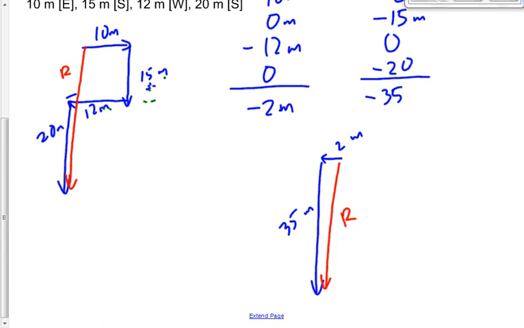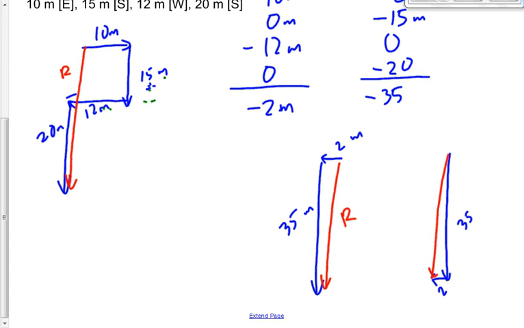Does that make sense? Anybody draw it like this? Anybody draw like that? Is there a difference? Is one right and one wrong? No, they're both right. As long as you draw it front to back, it's right.